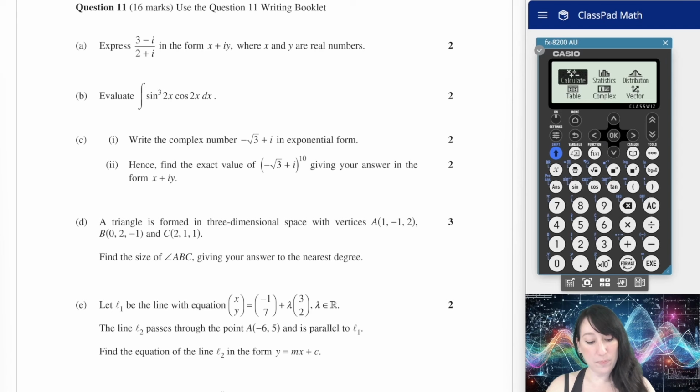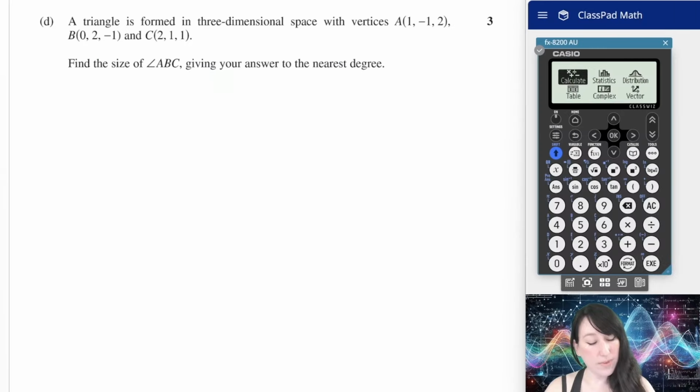Question 11D. A triangle is formed in 3-dimensional space with vertices A(1, -1, 2), B(0, 2, -1), and C(2, 1, 1). Find the size of angle ABC, giving your answer to the nearest degree. Okay, if you like, you could draw a diagram to help organize things.